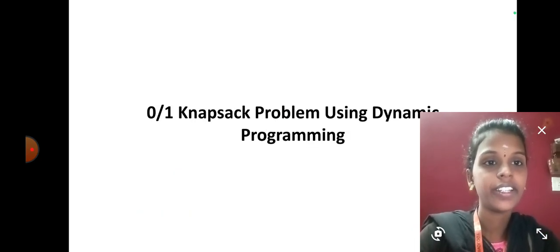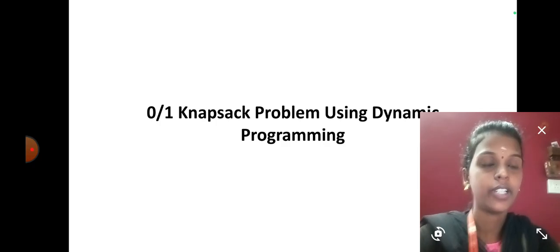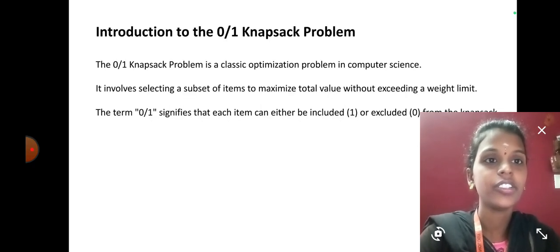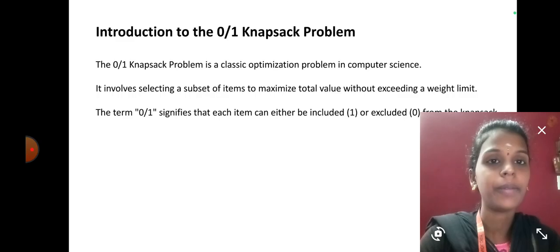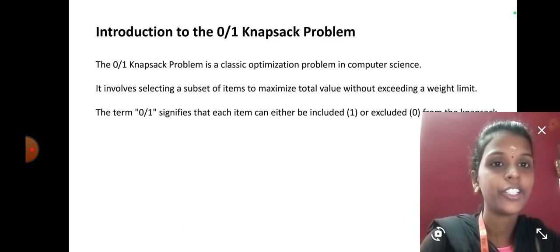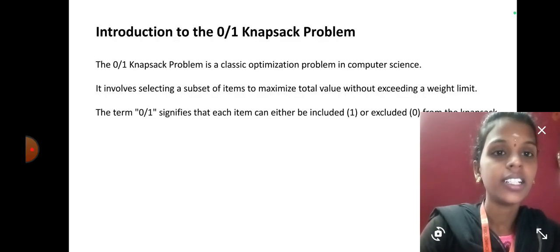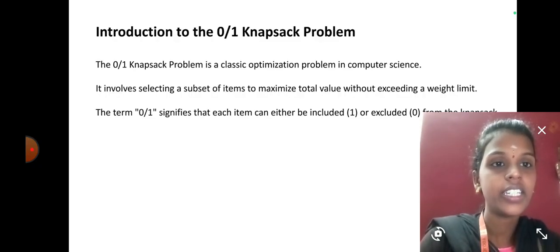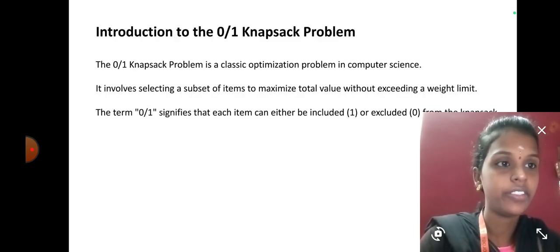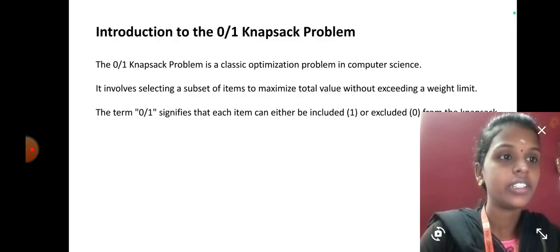0/1 knapsack problem using dynamic programming. Introduction to the 0/1 knapsack problem. The 0/1 knapsack problem is a classic optimization problem in computer science. It involves selecting a subset of items to maximize total value without exceeding a weight limit. The term 0/1 signifies that each item can either be included (1) or excluded (0) from the knapsack.